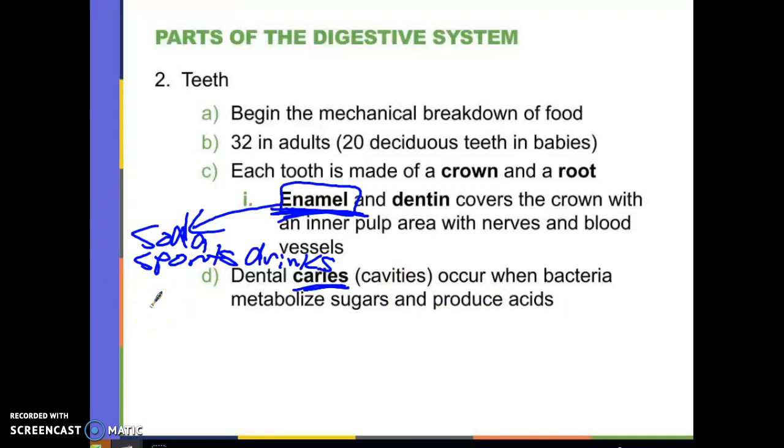So if you're going to have a soda or a Gatorade or whatever, don't sip on it all day long. That's really the worst thing you can do to your teeth, because you're constantly flooding them with that acid solution. Just drink it and be done with it.